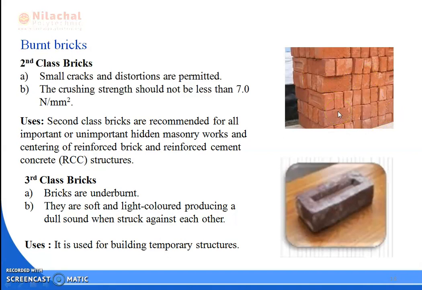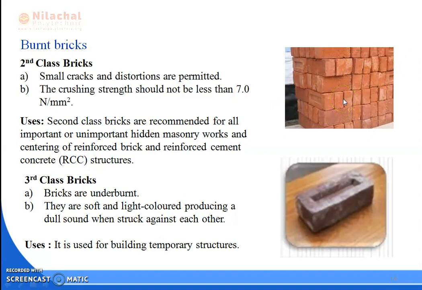In the second class bricks, these bricks are well burnt, and they are irregular in shape and size. You can see it is of irregular shape and size. This is not of the actual shape and size. And its edges are not sharp. You can see here its edges are not sharp in second class brick.